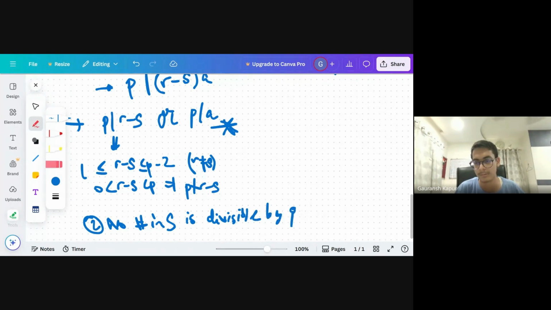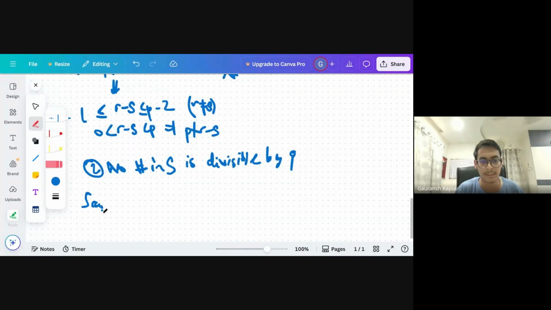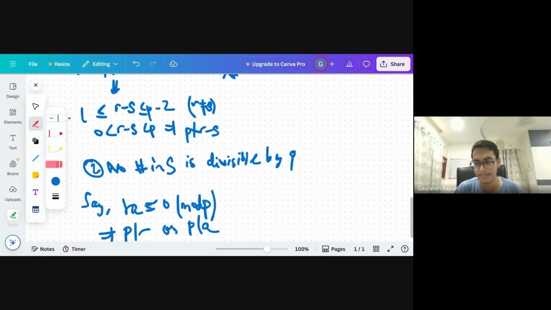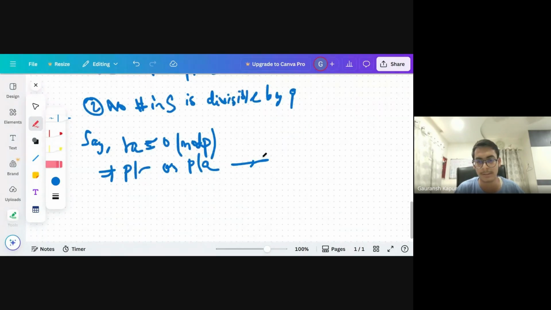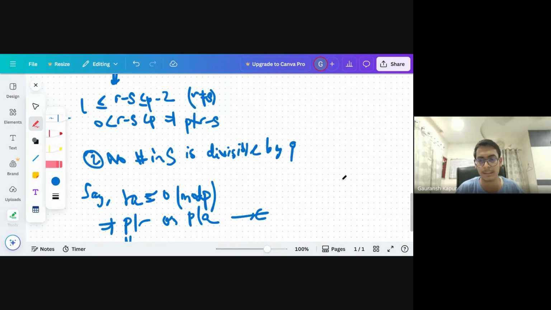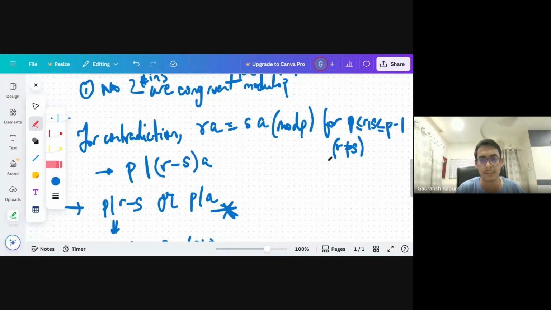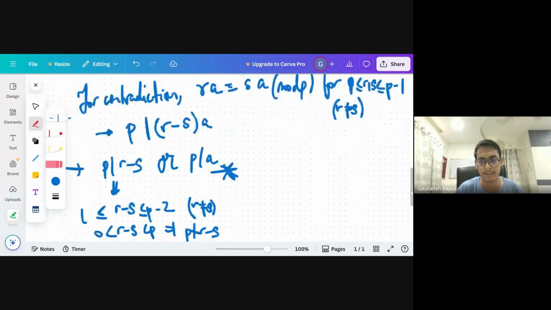Again, this is also obvious. So say R times A is divisible by P for contradiction. This would imply P divides R or P divides A. P divides A is not possible by a similar argument. P divides R is also not possible because R is less than or equal to P minus 1. So this gives a contradiction, and therefore no number in S is divisible by P, and no two elements of S leave the same remainder when divided by P.